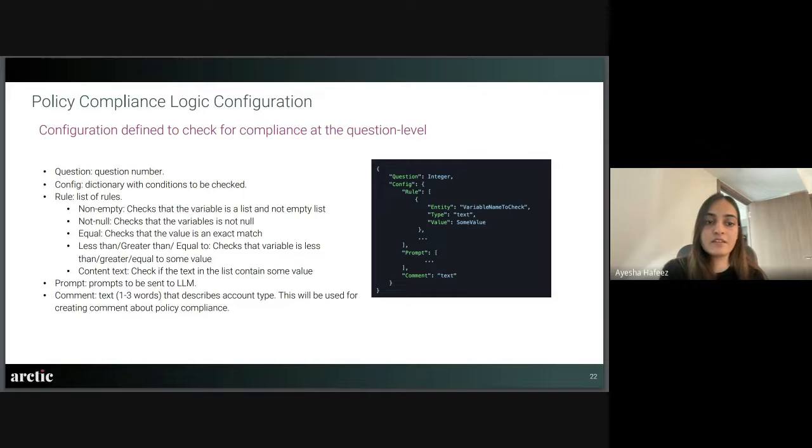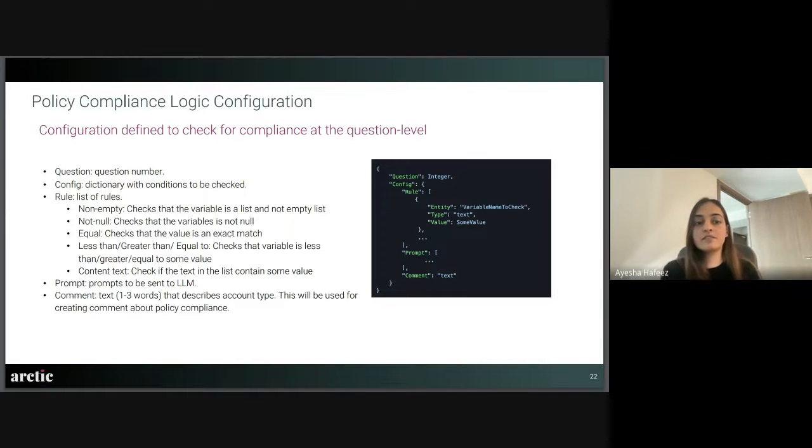So you could see that there is a list of rules like non-empty, equal, less than, greater than, and then there is an optional placeholder for a prompt if we wanted to bypass the assessment to an LLM. The reason why we have rules here and haven't just used an LLM prompt is because we want to minimize the calls to the LLM as much as possible. And if we're able to do that through a set of standard rules, that's great.